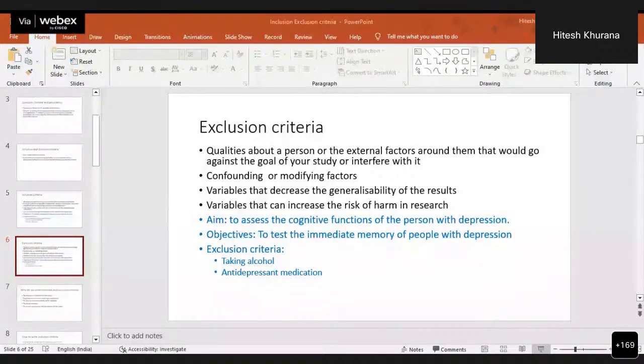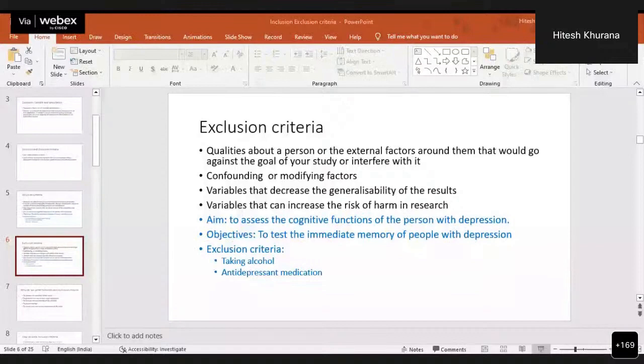I won't be able to tell whether the lesser improvement which I am getting is primarily because of some other variable present in the person, or whether this is just the natural outcome of this particular drug in itself. So in that way, I'll be confused. And in order to remove that kind of confusion, I would prefer not to take those patients who are consuming alcohol, especially when they are in a depressive episode.